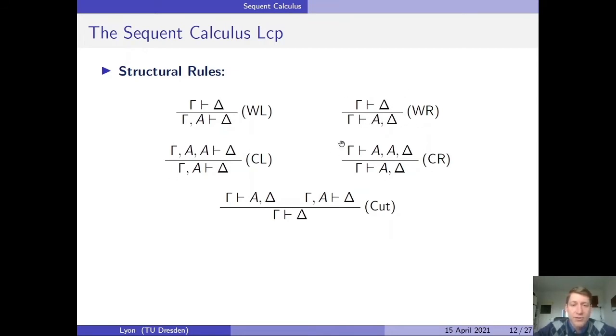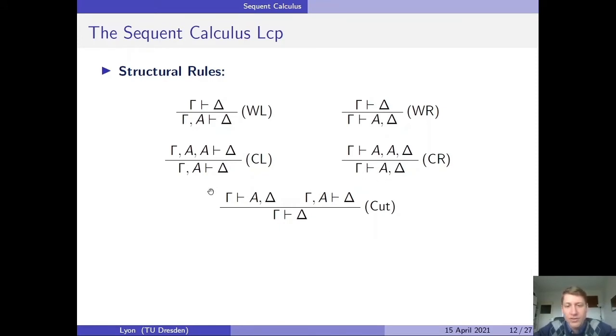Then we have the two contraction rules, contraction left and contraction right. Both take two copies of a formula and compress it into a single copy. If we look at the contraction left rule, remember that the comma on the left-hand side is interpreted conjunctively, as a conjunction. Essentially, what this is saying is that A and A is equivalent to A. And that's true in classical reasoning. The contraction right rule is saying something somewhat similar. Remember that the comma on the right-hand side is interpreted disjunctively, so this is saying that A or A is equivalent to A. And last we have the cut rule.